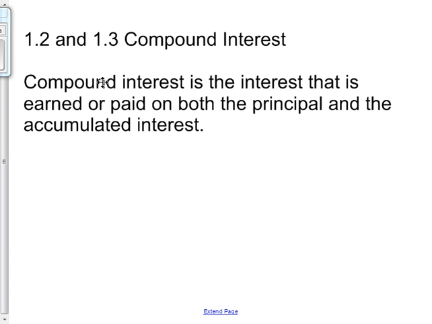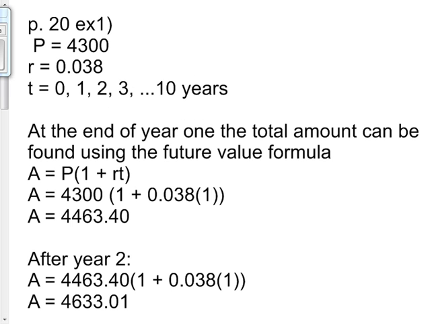1.2 and 1.3 is titled compound interest. Compound interest is the interest that is earned or paid on both the principal and the previously accumulated interest. Take a look at page 20 in your textbook, example 1.